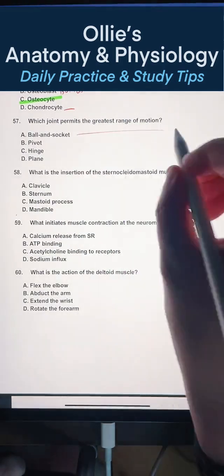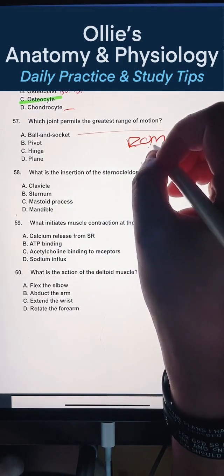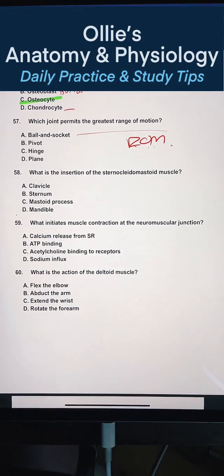Which joint permits the greatest range of motion? ROM. Range of motion, 57.